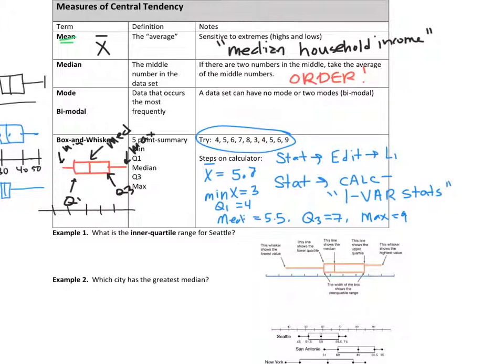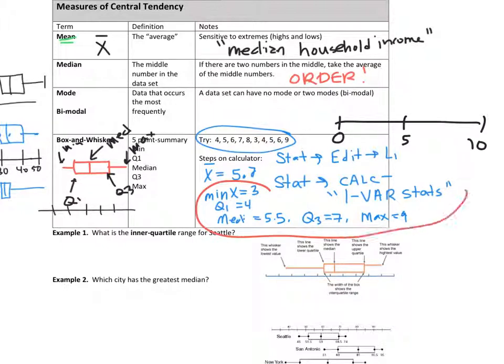So what you'd want to do when you want to make a scale, our scales are going from 3 to 9, so I'm going to go 0, 10, 5. And then I'm going to plot this 5 number summary. The minimum is 3, the Q1 is 4, the median is 5.5, the Q3 is 7, and the max is 9. So now I can put my whiskers and then the box.